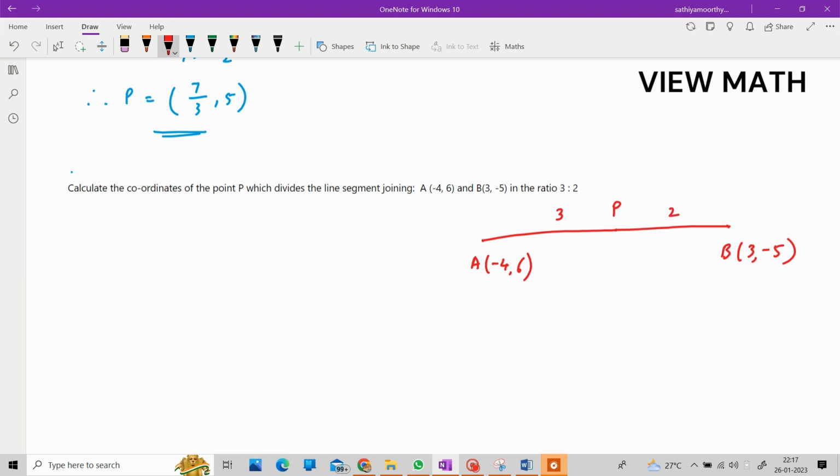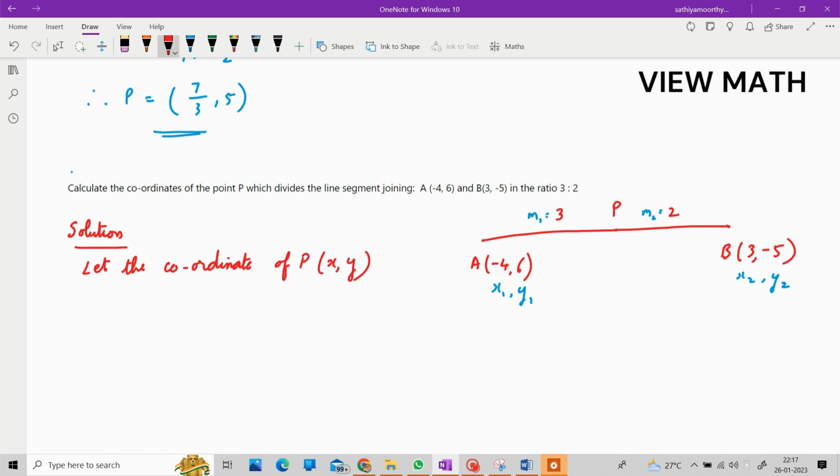So now this is my m1. This is my m2. m2 is 2. Here it is x1 comma y1, x2 comma y2. So it is easy to substitute in the formula to find out the coordinate of P. So let the coordinate of P be x comma y.